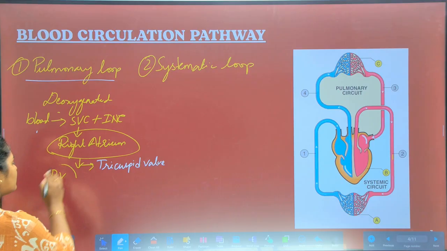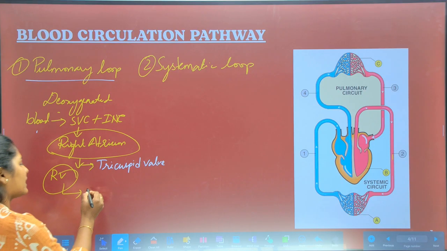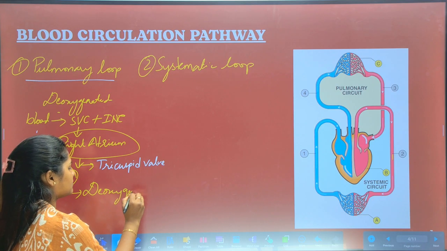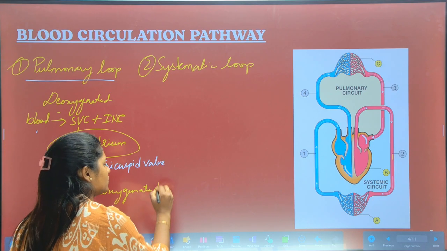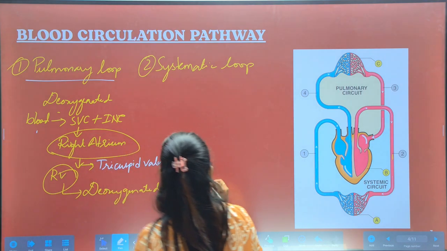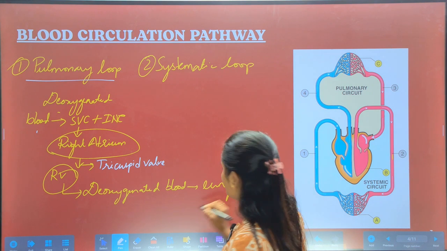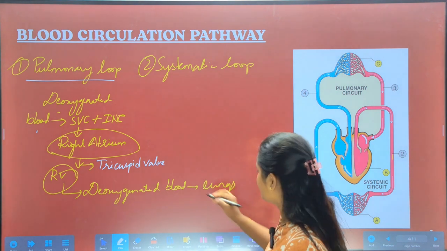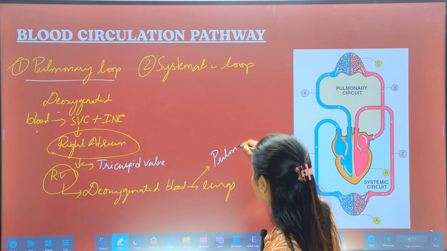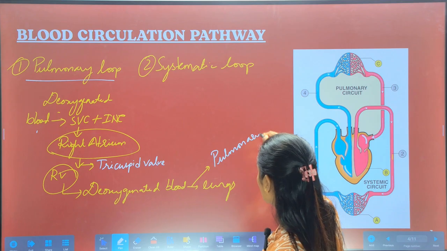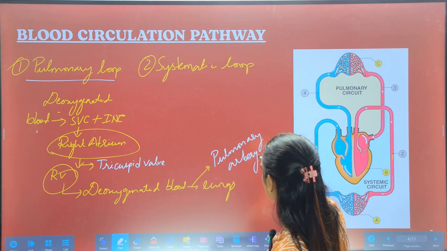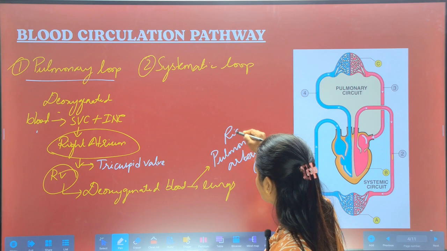Now what will the right ventricle do? It will send the deoxygenated blood to the lungs to get purification with the help of the pulmonary arteries. Okay, right and left, both.